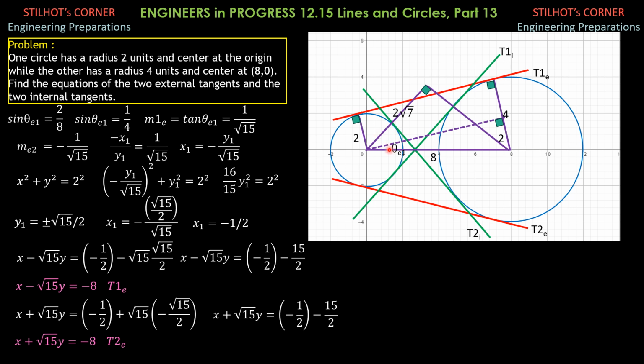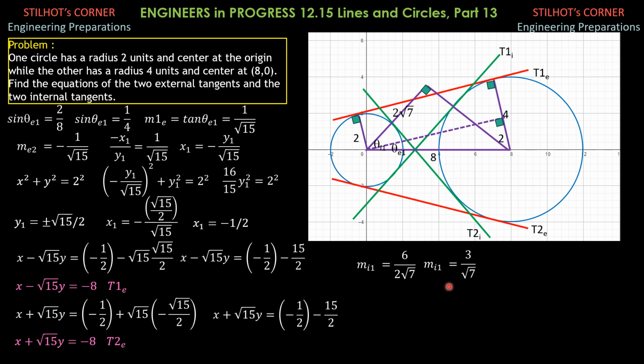Therefore, if we call this theta I1, or theta internal tangent 1, then tangent of theta I1 is opposite, which is 6, divided by adjacent, 2 square root of 7, and 6 over 2 square root of 7 is positive because the slope of this line, which is equal to the slope of this internal tangent 1, is positive. It is inclined up to the right. So the slope of internal tangent 1 is 6 over 2 square root of 7, or 3 over square root of 7.